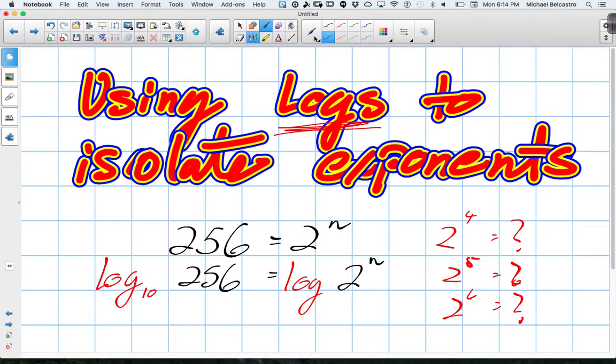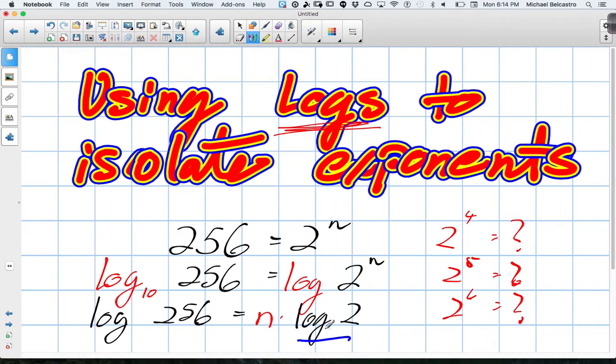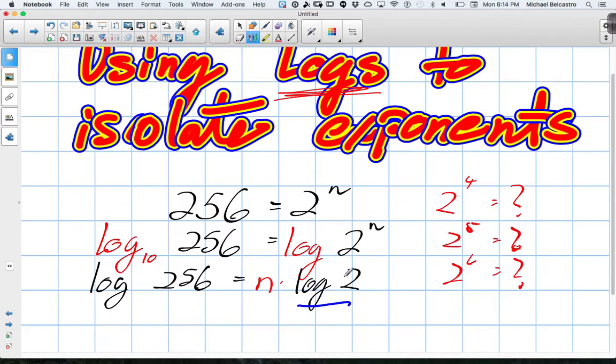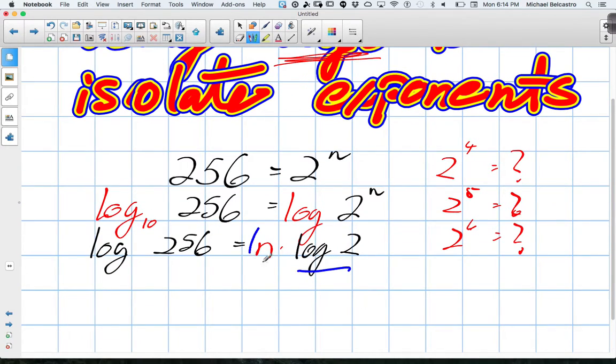Because of the way a log is technically set up, you can now take this exponent and multiply it in front. Think of it like you're pulling it to the front. So we're going to say log of 256 is equal to n multiplied by log base 2. This has to do with how logs are equivalent to exponents, but when you take the logs of both sides, it allows you to bring the exponent down and make it a number that is then multiplied by this.